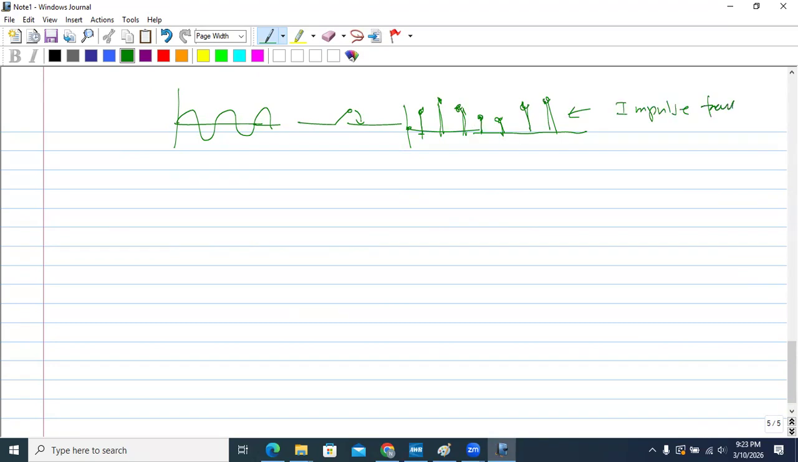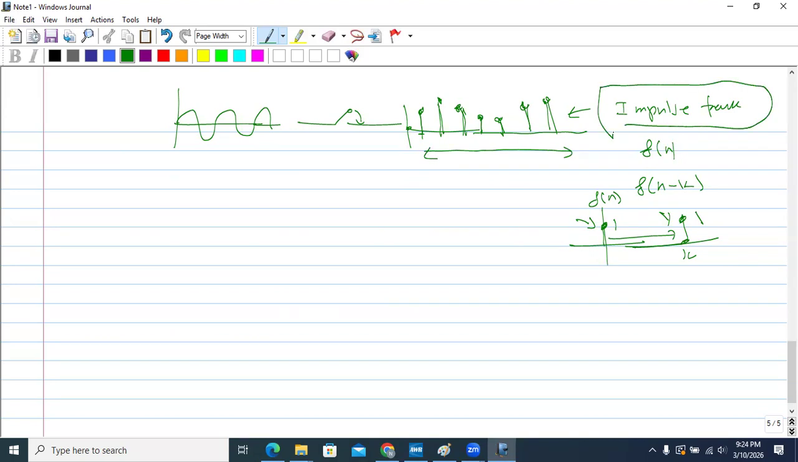You know the impulse, that is delta[n]. The shifted impulse means delta[n minus k]. The impulse is like this, delta[n]. Delta[n minus k] means it is shifted by k, so here the value of k will be 1. So this is the impulse and this is the shifted impulse. The sum of these shifted impulses is referred to as the impulse train. Once the signal is sampled, you will have the impulse train. So this is the discrete time signal.